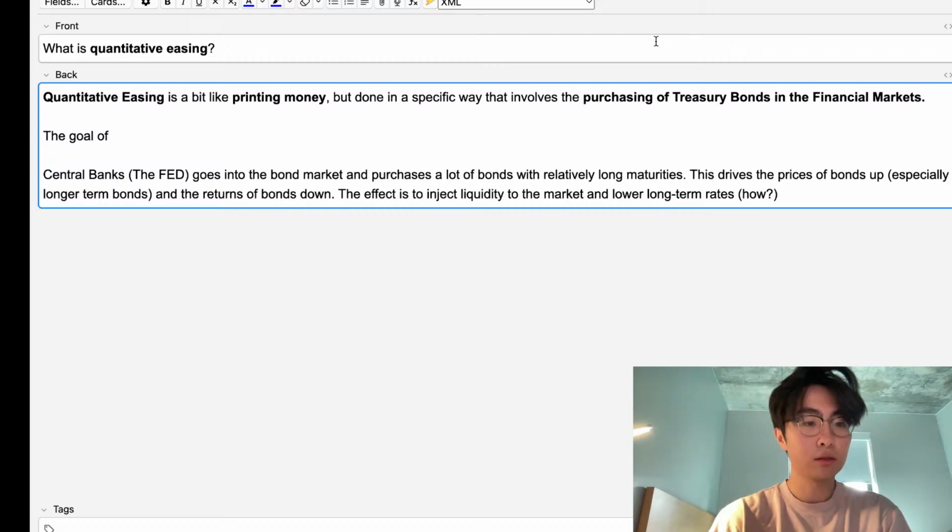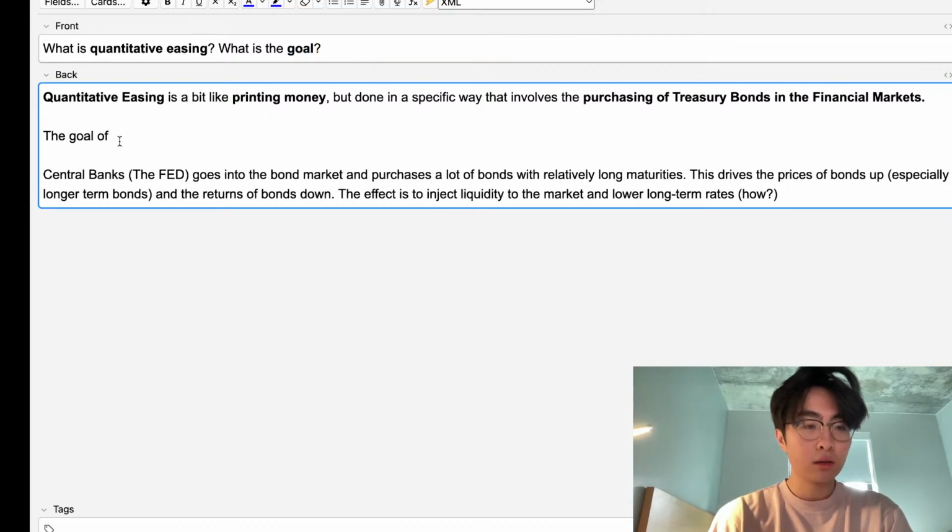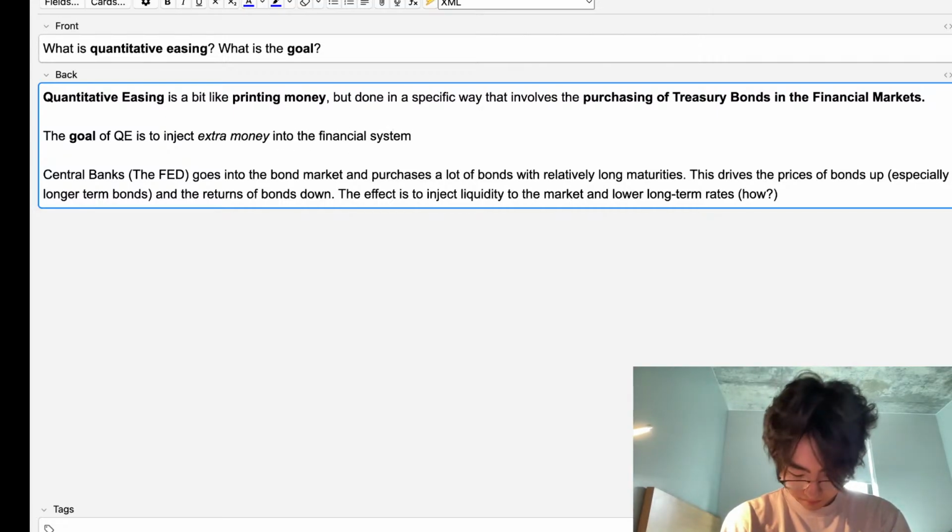What is the goal of QE? The goal of QE is to inject extra money into the financial system.